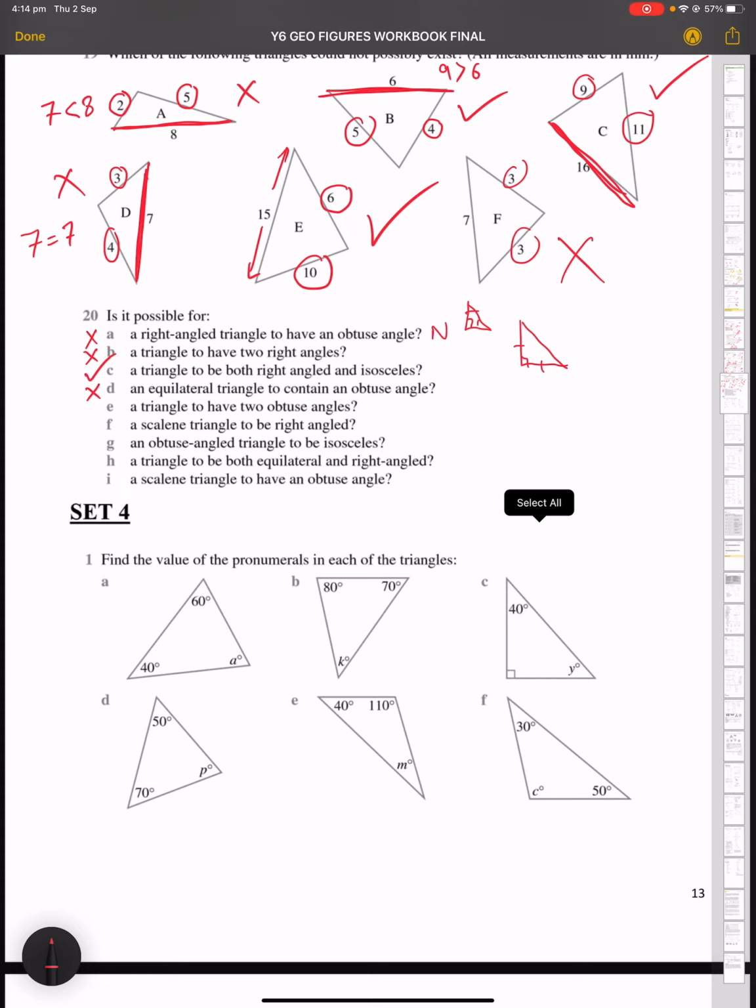A triangle to have two obtuse angles. No, you can't. Obtuse means that they're both larger than 90 degrees, so the sum of the triangle will be more than 180. No. A scalene triangle to be right angle. Yes, you can have a scalene triangle that's a right angle, like this.